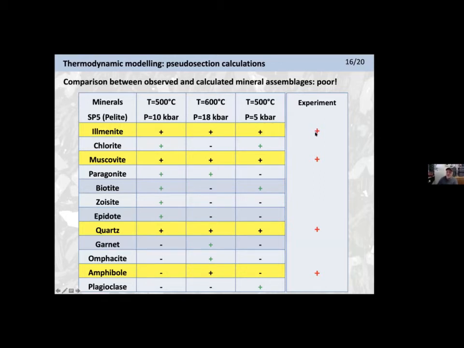In the experiment, we do have a reduced mineral assemblage: ilmenite, muscovite, quartz, and amphiboles. The calculations predict a lot more phases. For instance, biotite, epidote, or garnet, and even omphacite, which we do not find in the experiments.